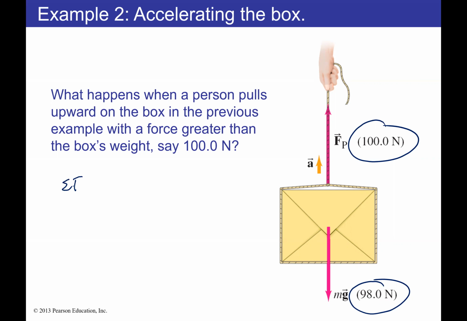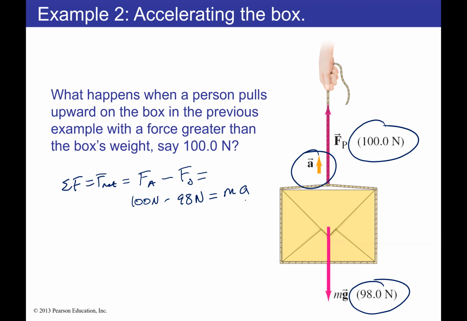That means the forces, by the way, this is how I sometimes write net force, the sum of the forces, will be the applied force upward minus the gravitational force. But now there is an acceleration. Why? Because the forces are 100 minus 98, so they're not going to cancel each other. So this is equal to the mass times acceleration, according to Newton's second law.